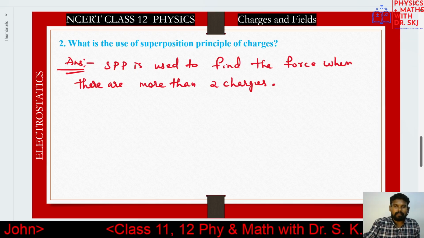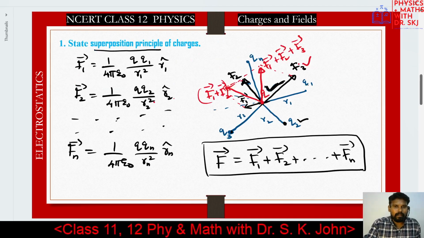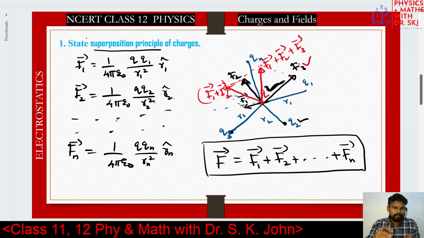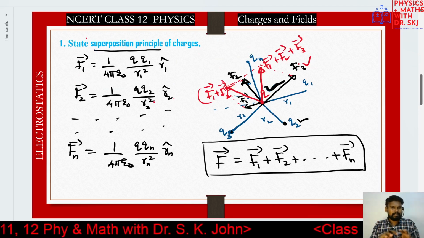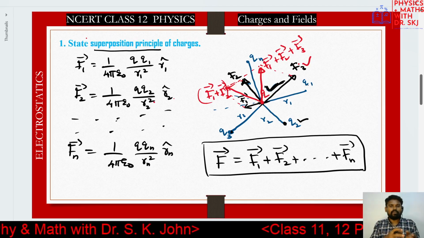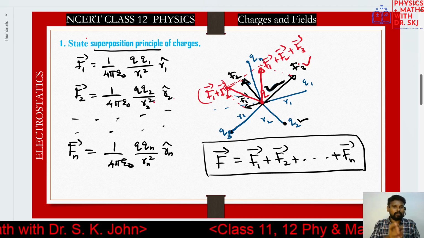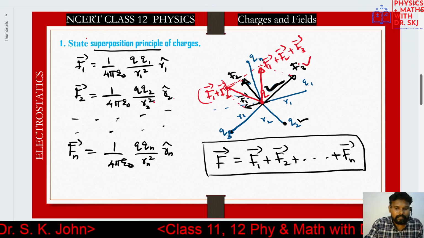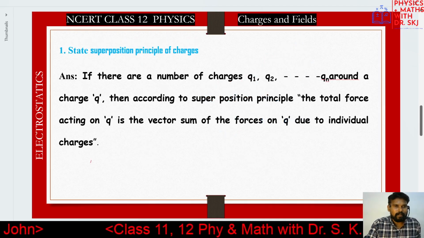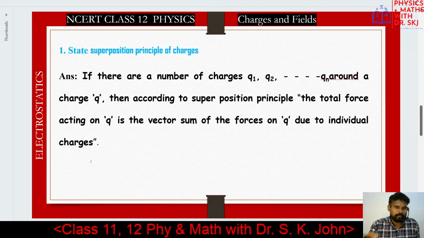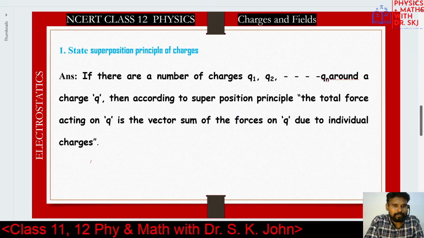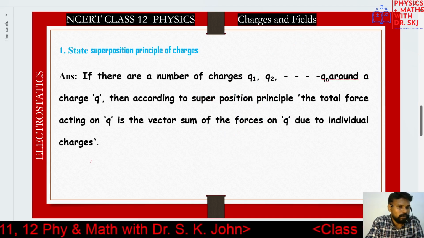Like I told you, there is a charge q. Around that charge, there are several charges. Then the total force is the vector sum of the force acting on q due to individual charges. So learn the statement by heart. This is the content of this video. In this video, I am explaining only the superposition principle.